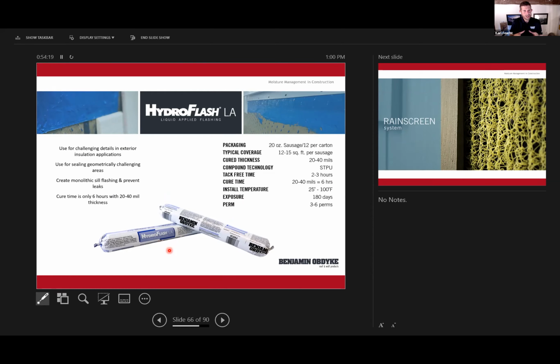Some people will use this just in their sill. That's probably the most common application we see, just in the sill. Some people will use it all the way around, all 4 sides of the window. Some people will only use it on curved windows, or those weird hexagon shaped windows, geometrically challenging areas where maybe it's hard to use tape, right? So this is a great tool to have for those applications. This product has a perm rating. So again, if water somehow gets behind your window flange, it's going to be able to breathe and get out. So that's our HydroFlash LA liquid applied flashing. So those are our drainable house wrap systems.